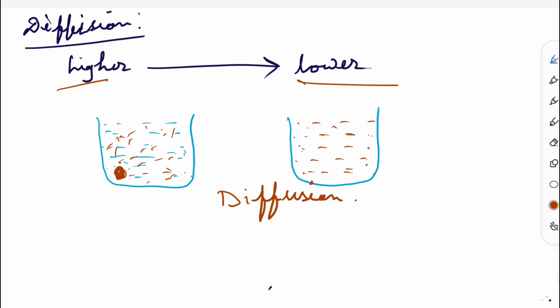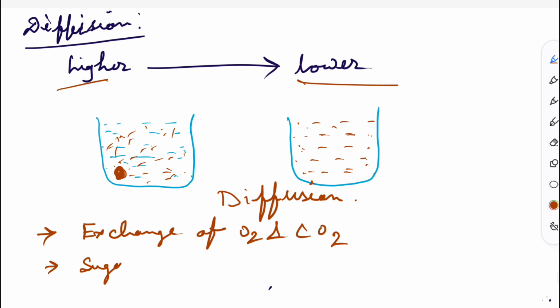Now, you may ask how plants are using this. Plants use it in the exchange of oxygen and carbon dioxide between the leaves and the outside air. Movement of sugar and other solutes from one cell to another cell is also done by diffusion. So movement of sugar, solutes and water between adjacent cells is facilitated by diffusion.